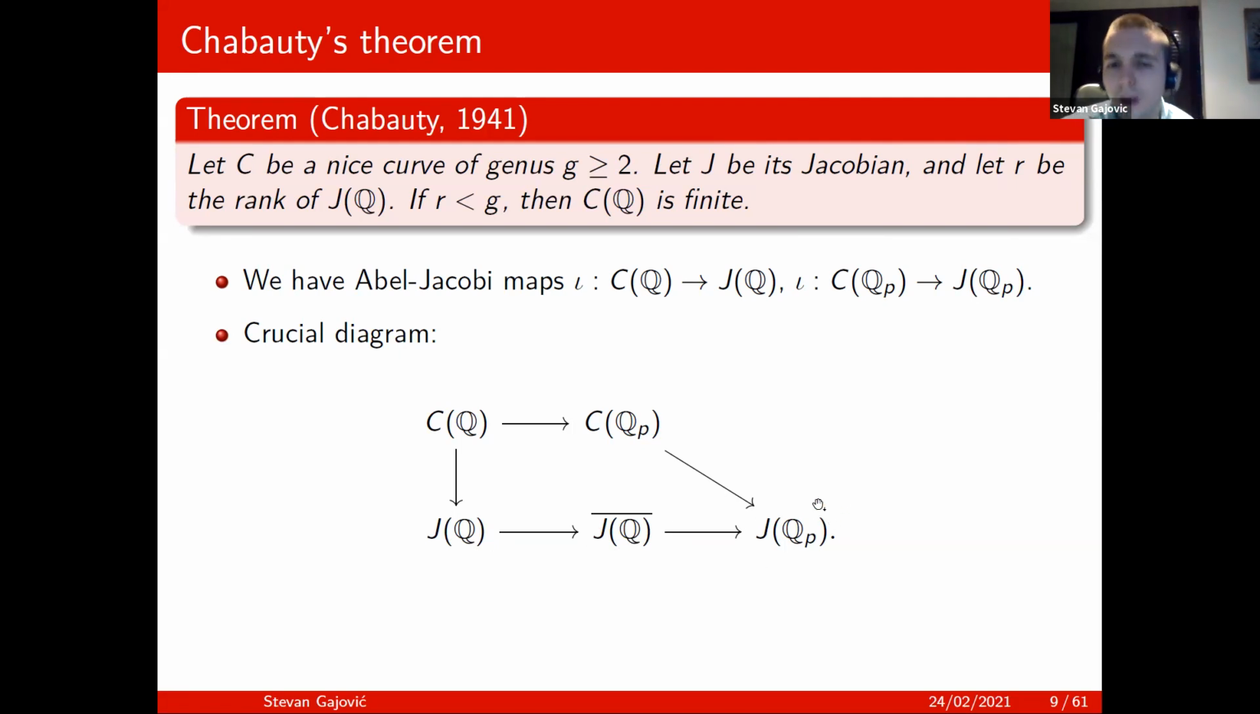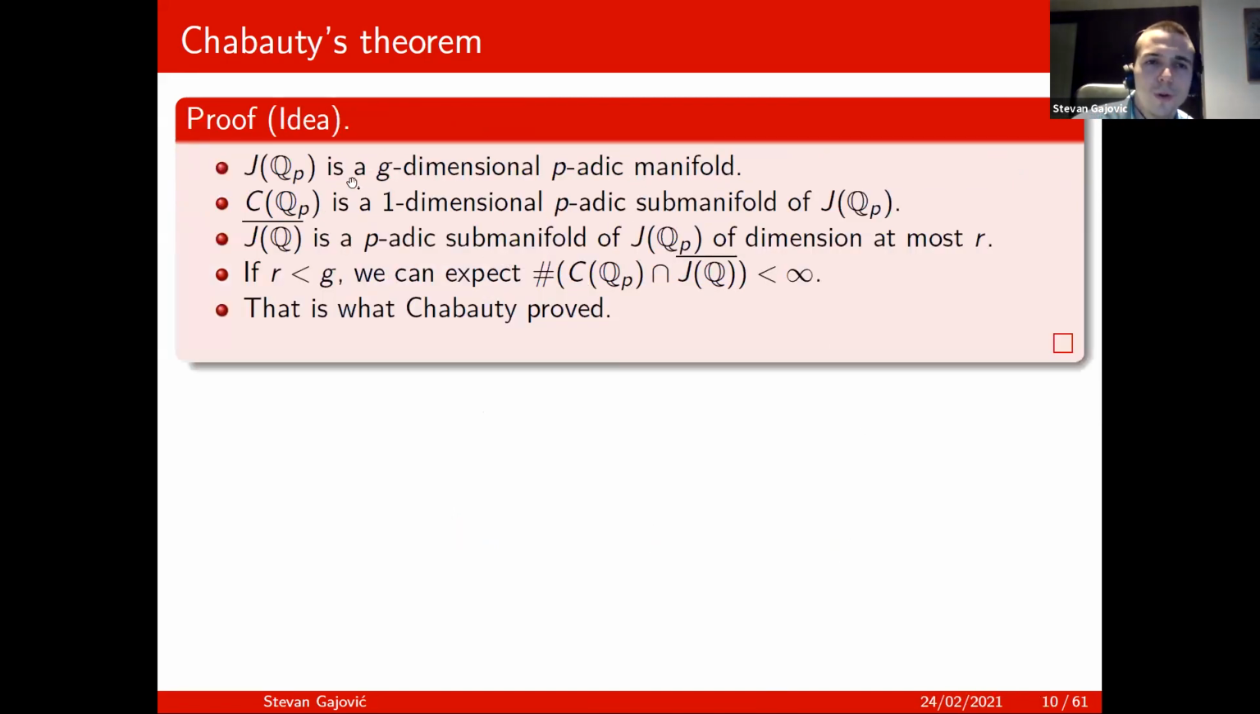And then if r is less than g, then for dimension reasons, we expect that the intersection of C(Q_p) and the closure of J(Q) within J(Q_p) will be finite. And that's what Chabauty proved. So to recall, we have a space of dimension g, and inside it we have something of dimension 1 and something of dimension r. Then these two spaces, we expect, intersect in something finite.